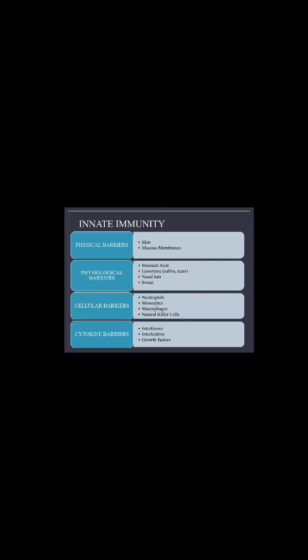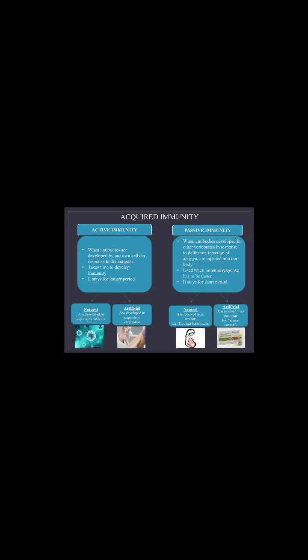So this is your innate immunity. How many types? Physical barriers, physiological barriers, cellular barriers, and cytokine barriers. So that's why we studied cellular barriers a little early, so that you may understand what are neutrophils, what are monocytes, what are macrophages, and what are natural killer cells.